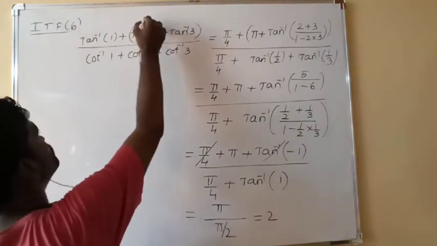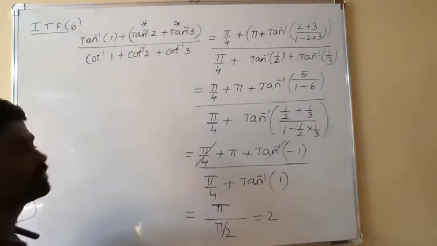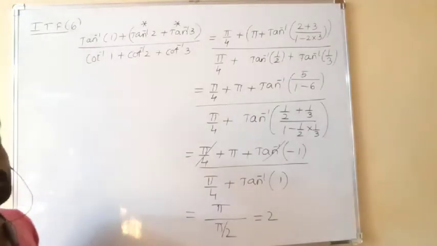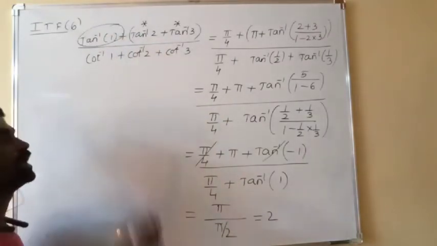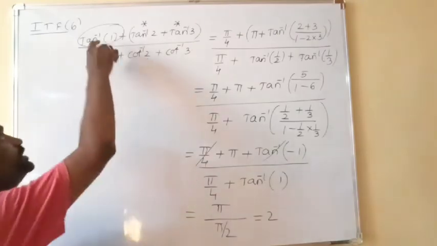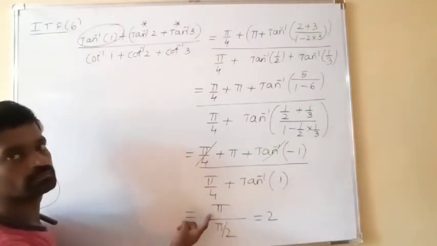Here we can discuss one more problem also. If tan inverse 2 and tan inverse 3 are two angles of a triangle, then what is the third angle? The third angle must be tan inverse 1, because the sum of these three angles is 180 degrees.